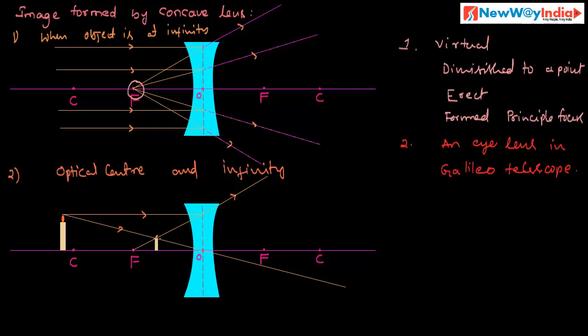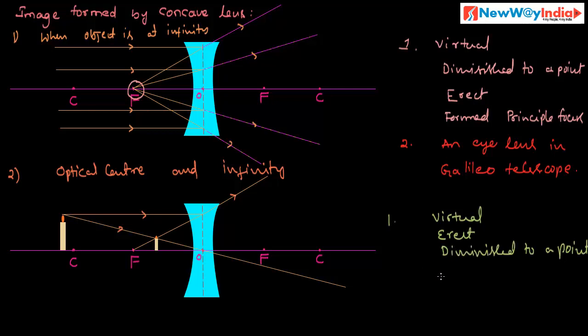So what is the nature of this image? This is diminished and erect. So what are the conditions in the second case? Here, in the second case, the object is placed between the optical center and infinity. The image is formed between the optical center and principal focus, and it is virtual, erect and diminished to a point.